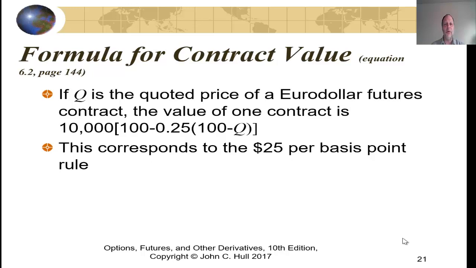The contract value, as always, is a strange, confusing formula. So if Q is the quoted price on a Eurodollar futures contract, the value of one contract is 10,000 times 100 minus 0.25 times 100 minus Q. So this is going to correspond to $25 per basis point change, or the 10,000 times the 0.25.